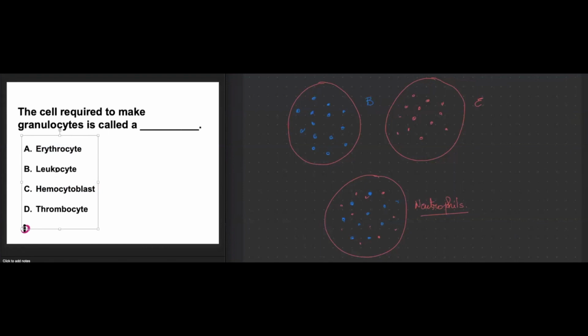And leukocyte is just a broader term. It's a broader name for all white blood cells, including the granulocytes. So granulocytes are leukocytes. Those are not a more specific term. All right, leukocytes is a broader term. So the cell required for the formation of granulocytes is going to be my hemocytoblast.